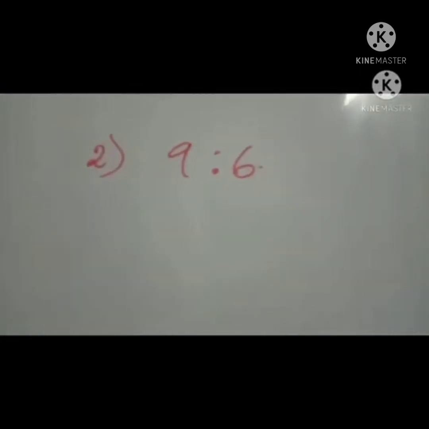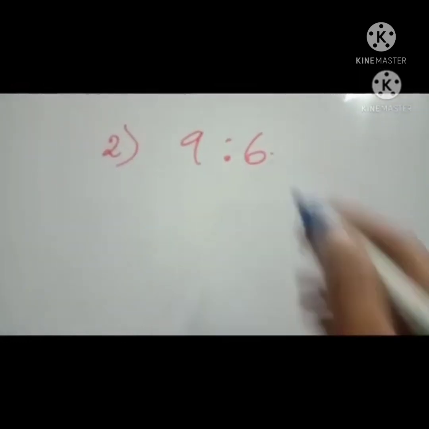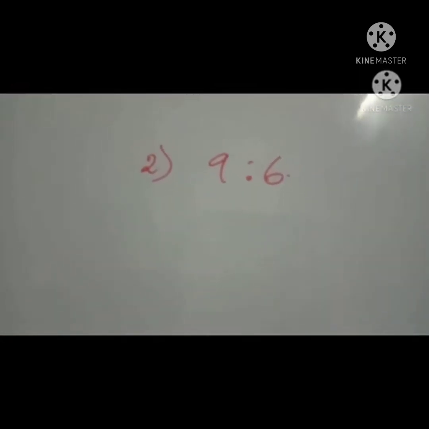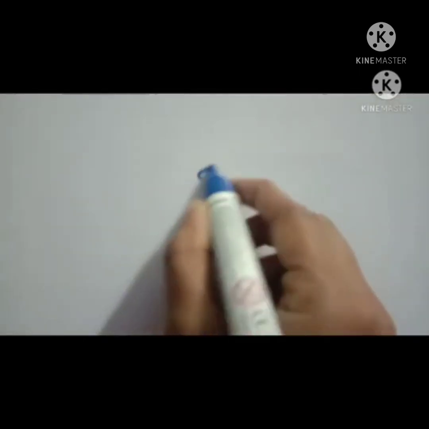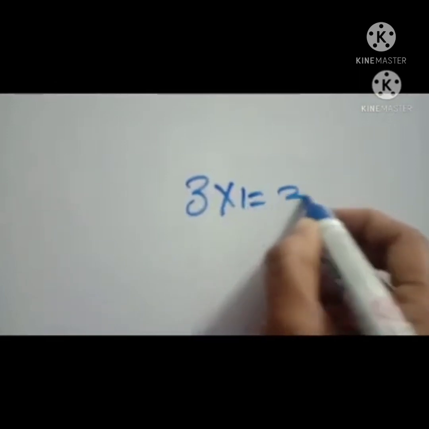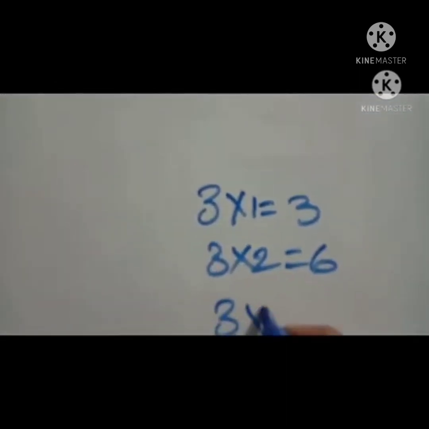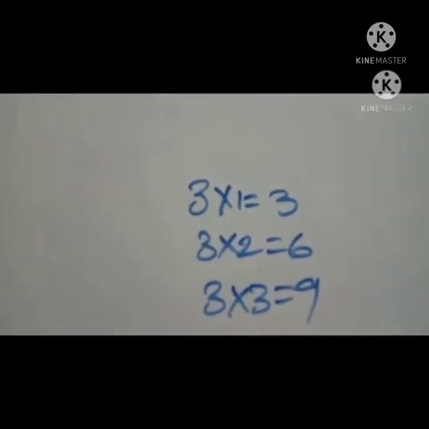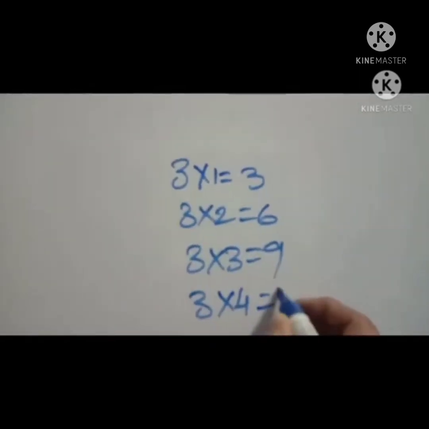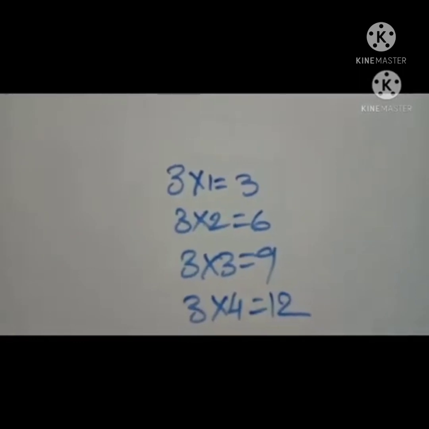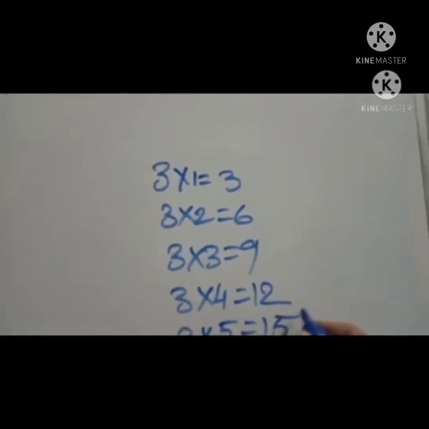And afterwards see the second question. 9 is to 6. 9 and 6 is there in which table? These two numbers should be in the same table. What is that? Very good. 3 table. See here I am writing the 3 table. 3 ones are 3. 3 twos are 6. 3 threes are 9. 3 fours are 12. 3 fives are 15.